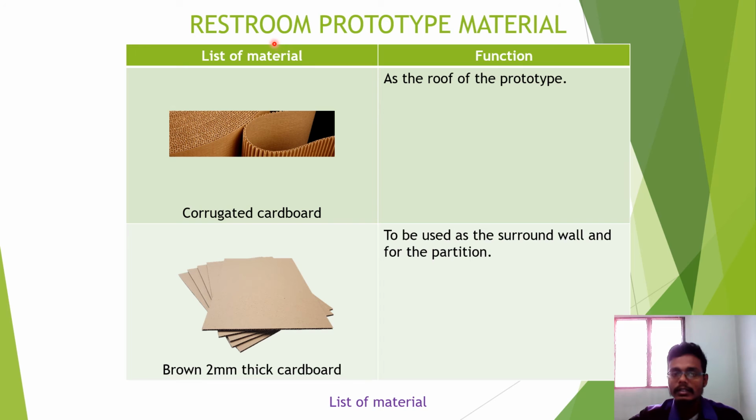The next part is restroom prototype material. This is the list of materials for my project. The first one is corrugated cardboard. I'll be using this as the roof of the prototype, and the brown 2 mm thick cardboard to be used as the surrounding wall for the partition.